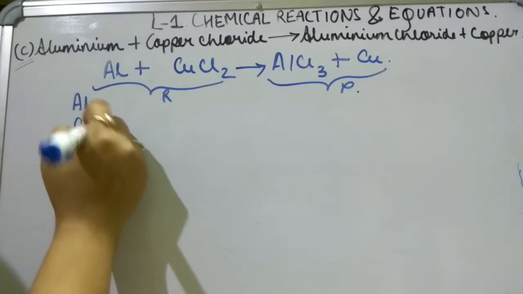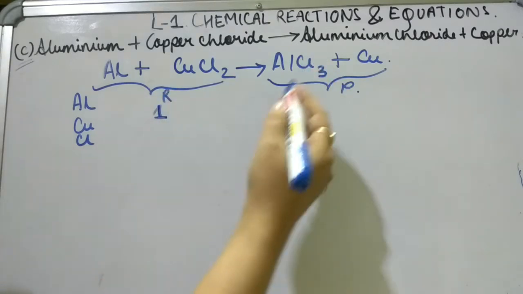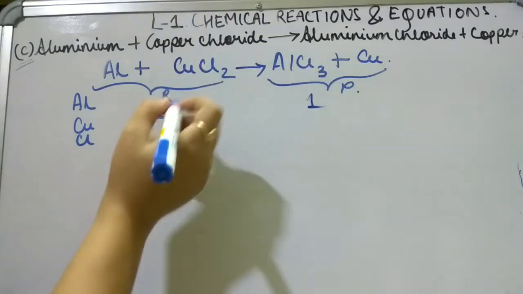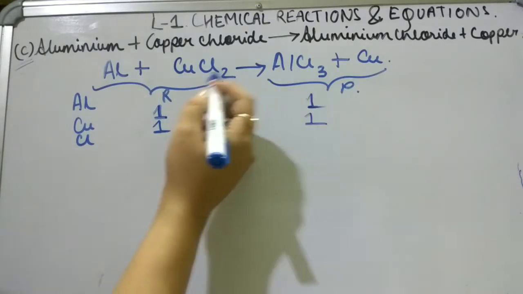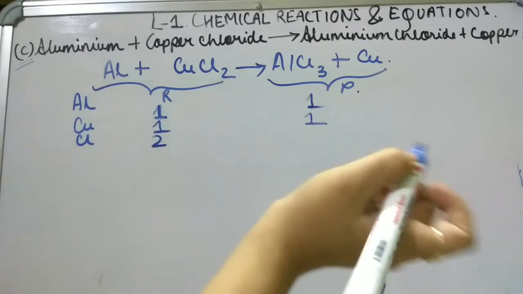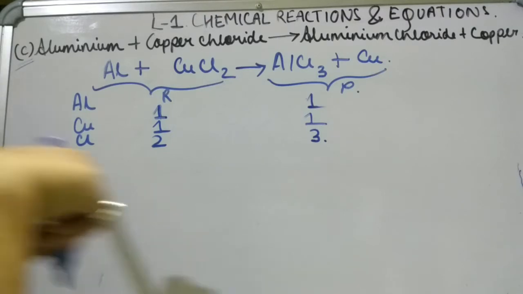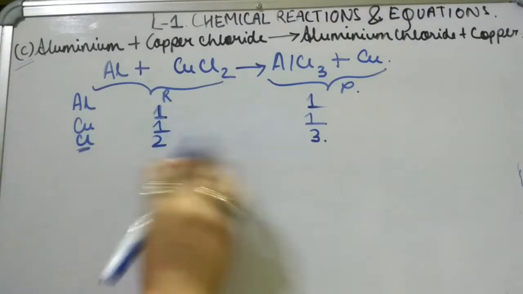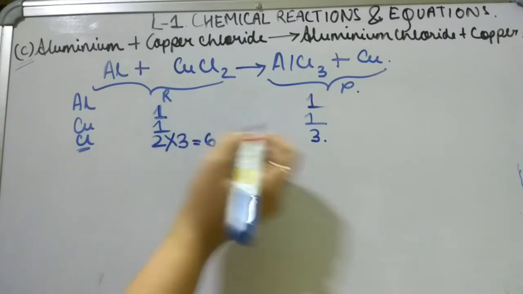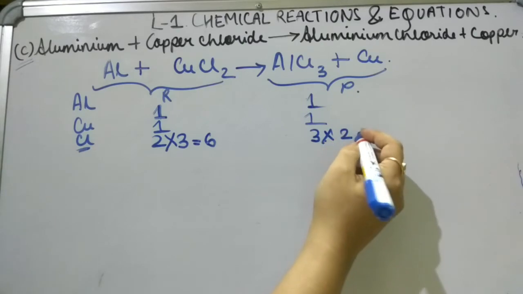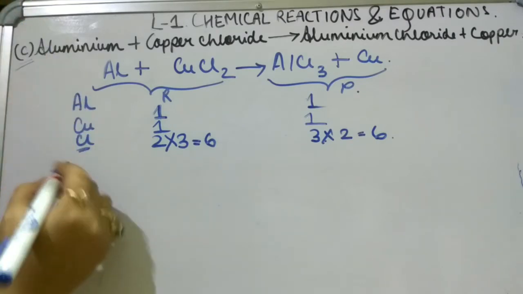We will write the elements and the number of atoms on the reactant side and the product side. Aluminium, on both sides I have 1. Copper, I have one in the reactant and one in the product. Chlorine, I have 2 in the reactant and 3 in the product. You see that this chlorine is unbalanced on both sides. So if we multiply this 2 with 3 we will get 6, and in the product if you multiply this 3 with 2 we will get 6. So balancing this chlorine atom, let's write the new equation.